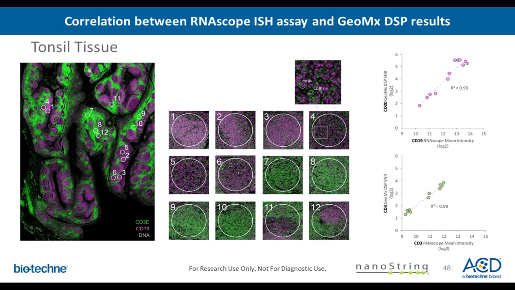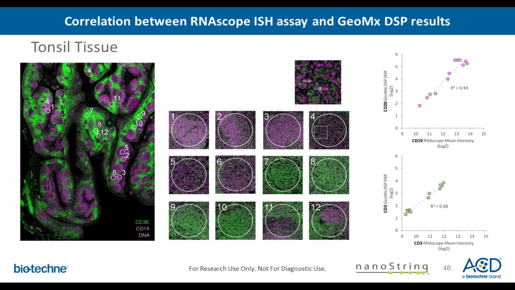So we used RNAscope visualization reagents, CD3E, which is in green, and CD19 in magenta, and we also put a DNA dye on there, which is in gray. So we use these RNAscope markers to actually help guide our ROI selection. If you can see in the middle here, you see a blend of CD3E and CD19 populations.